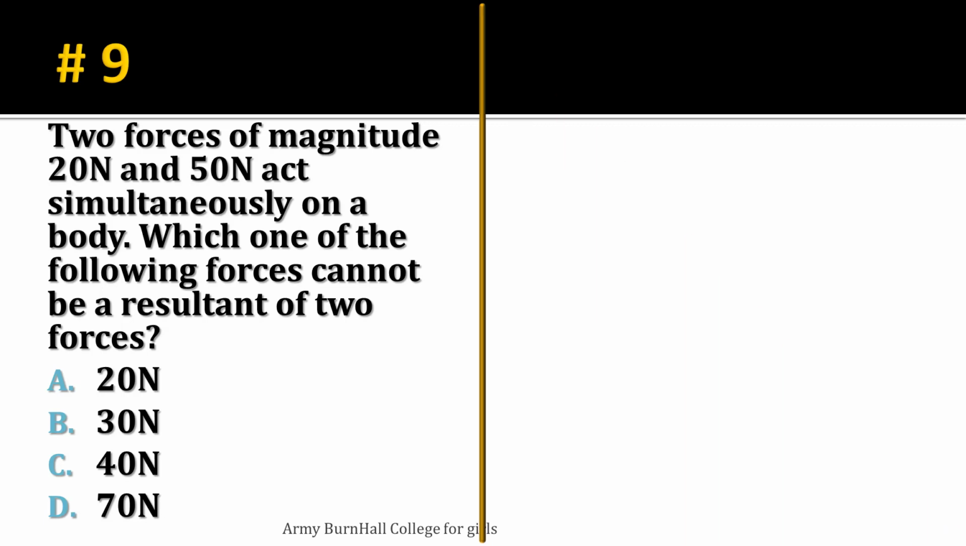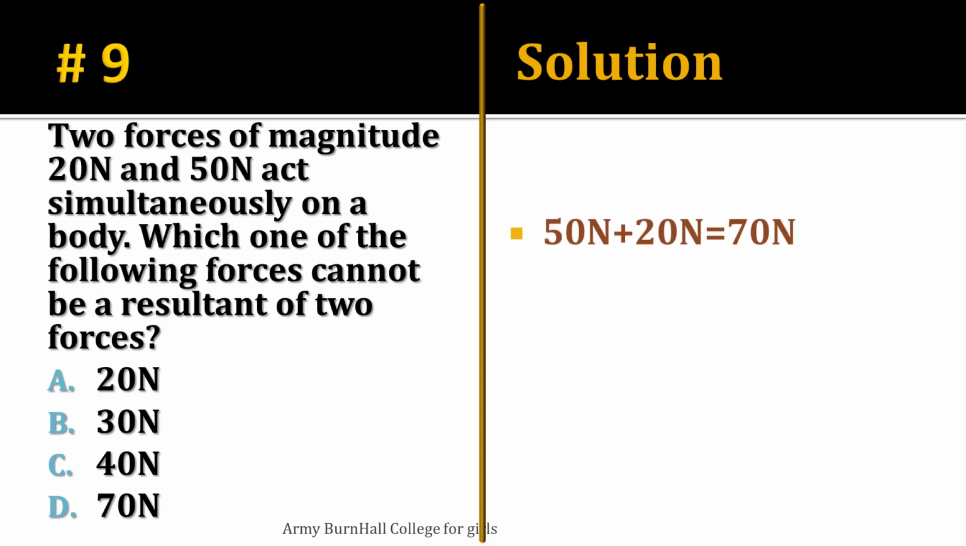We should know this thing that if we are having any two forces and we are going to find out their resultant, the maximum value of resultant could be the sum of these two values, that is giving us 70 Newton, and the minimum value of resultant could be the difference between the two given vectors, 50 Newton minus 20 Newton. You can see over here that the magnitude of the resultant could lie between the value 30 Newton and 70 Newton. All the other values except 20 Newton are lying within this interval, 30 Newton and 70 Newton.